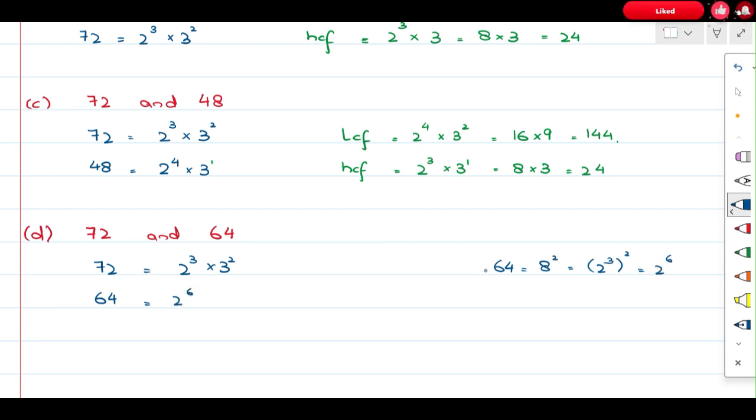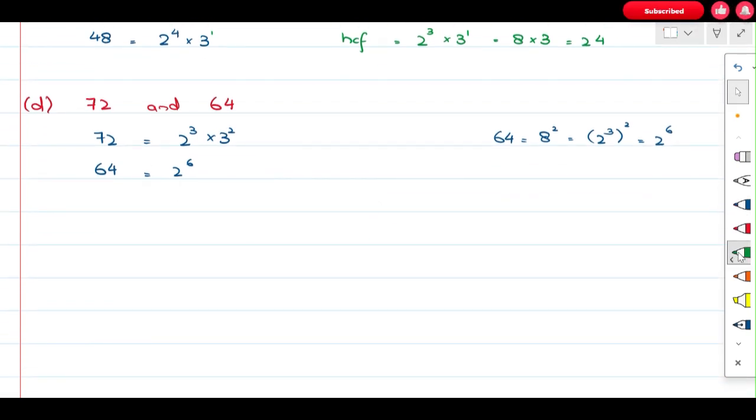8 times 8 gives you 64. 8 is not a prime number, so write the prime factorization of 8: 2 cube is 8, and then 3 times 2 gives you 6, right? Okay, now let me figure out the LCM and HCF of these numbers.